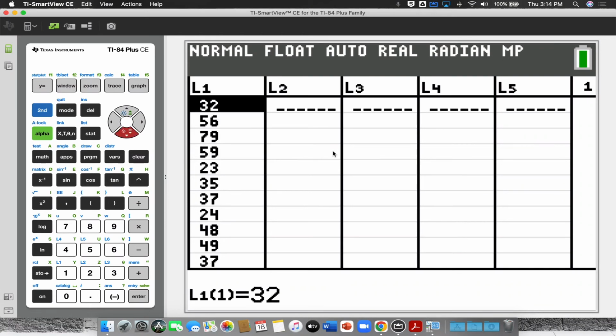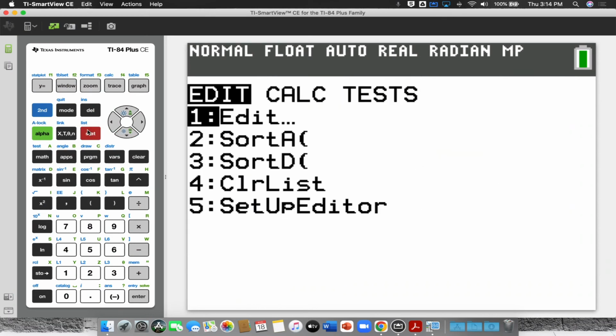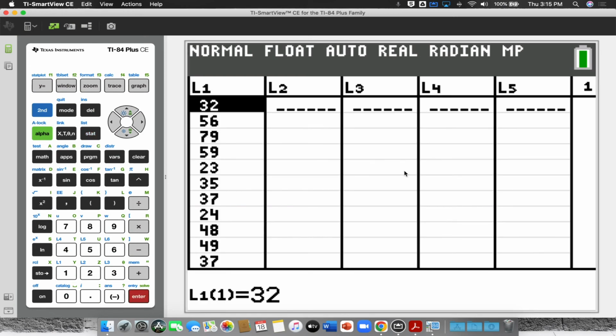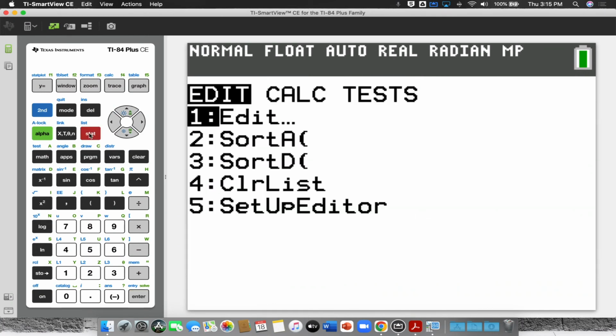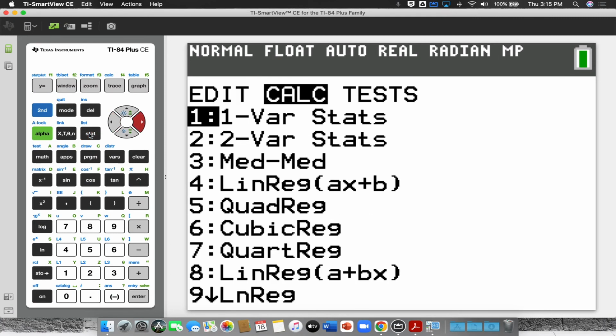How do I get to L1? Remind me, what's the first button I push after on? Stat, there you go. Stat. Oh, I'm not there. What else do I push? Edit, right? Yeah, edit. And there you are. So I put all the numbers in here. Well, you guys are doing that. So this is an option. If you go back to stat, now instead of edit, we're going to go over one to calc. And then you click on number one, 1-Var Stats.